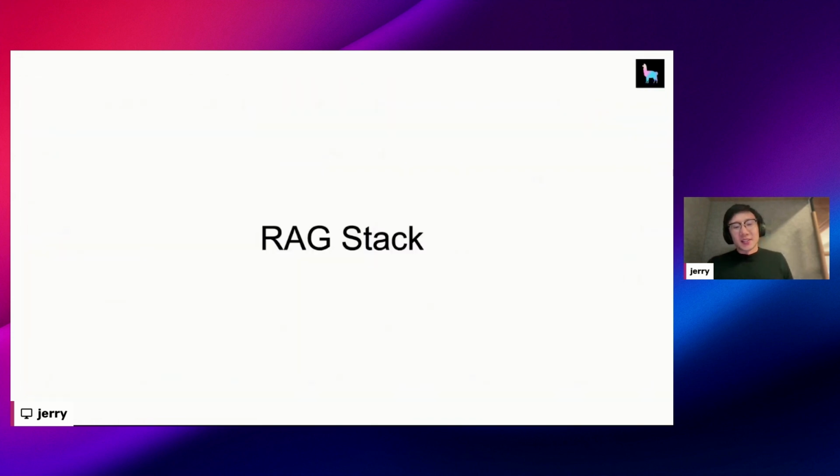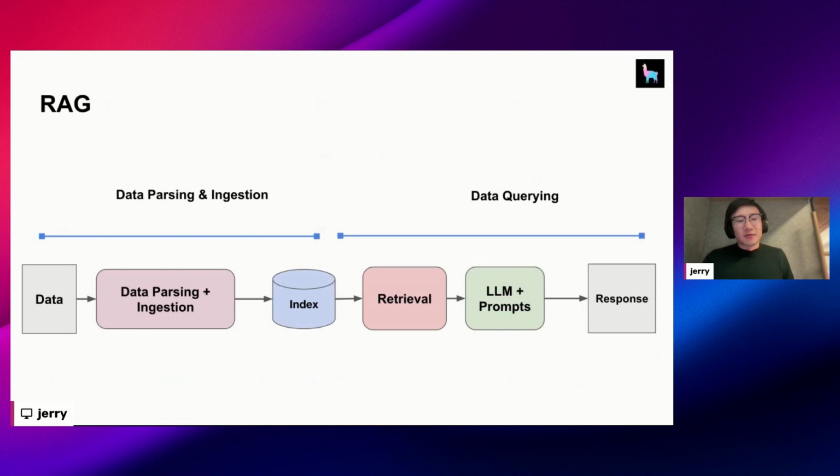So let's talk about the RAG stack. RAG is Retrieval Augmented Generation. It's a popular way to try to augment your language model with data. And it consists of 2 main components, right? There's data parsing and ingestion, and then there's also data querying.